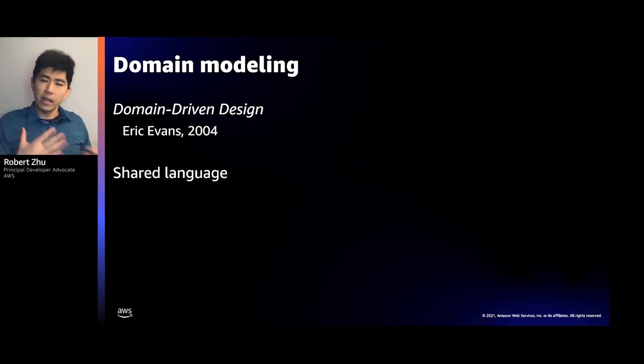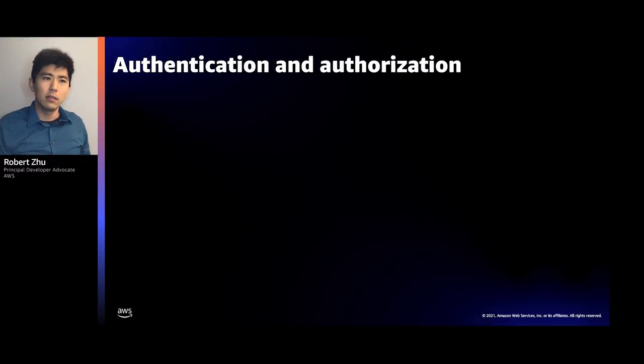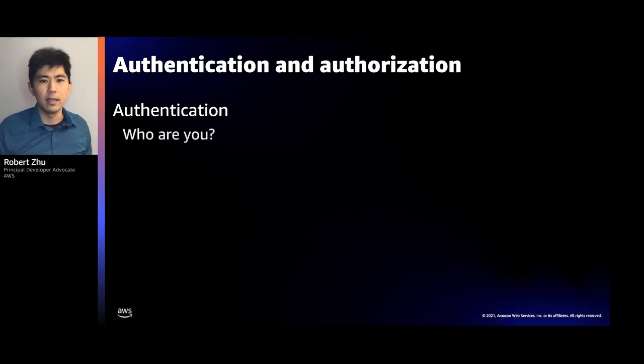Okay, that's it for the superpowers. Now, let's take a closer look at authentication and authorization. Authentication and authorization are ubiquitous when it comes to APIs. So let's go over a few definitions. Authentication refers to who you are. It relies on establishing the identity of the caller or the user.